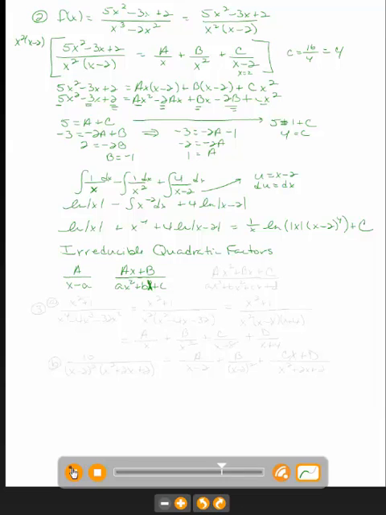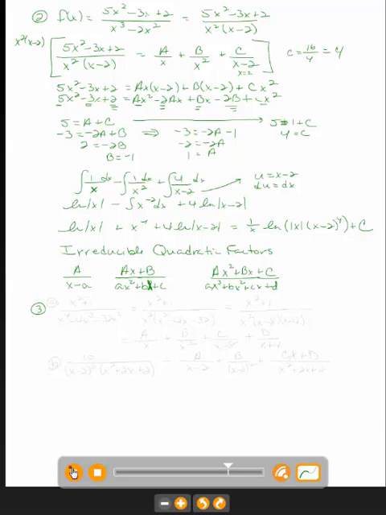So another example would be if I have ax cubed plus bx squared plus cx plus d, the degree on that is 3, which means my thing up top would have to start with a square and then have an x and then have a constant. So it's always 1 degree lower. So it makes for a mess.